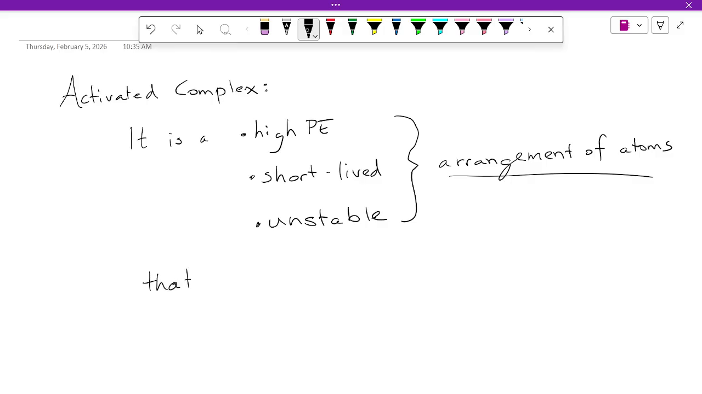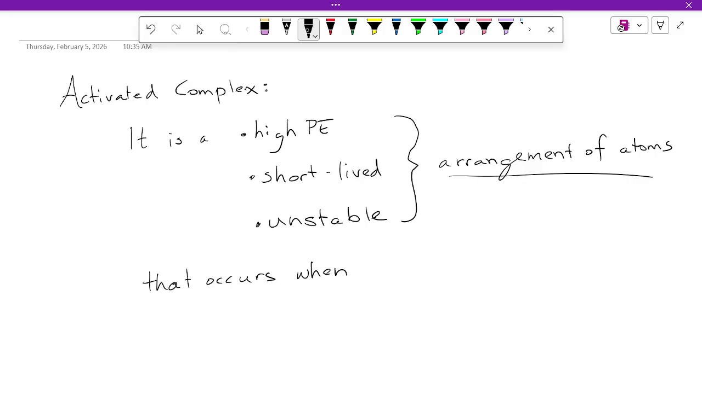That occurs when... chat with your neighbor, make sure you could answer that question. When does it happen? When atoms collide, in one of those reactions.